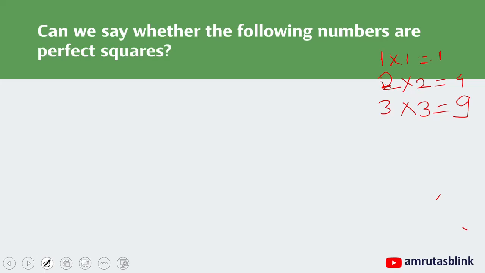So let's say 14. 14 square is 196 and the unit digit is 6. If you have 24, then 24 square also has unit digit 6. Let's say you have 34. If you cross check, the unit digit of the square of 34 will also be 6.